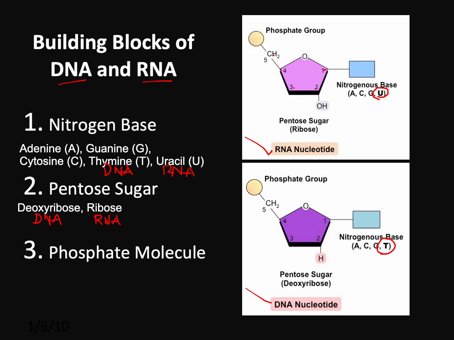But let's look at the difference between these sugars. On this 2' carbon for RNA, we have an oxygen. On the 2' carbon for DNA, we have no oxygen. Hence the name deoxyribose. So that's where it gets its name from. Make sure you're able to differentiate between the two and know which one is DNA or RNA based on looking at a structure like you see here.